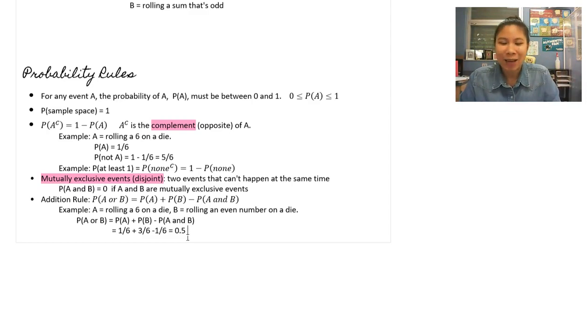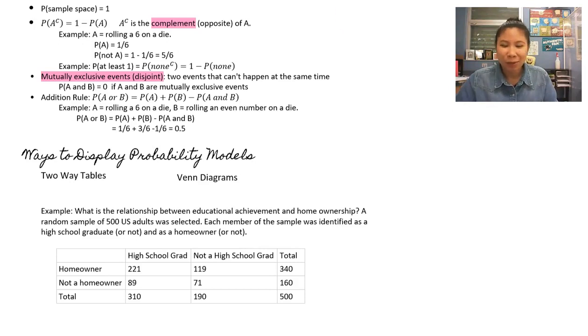So again, like I said, when we find answers to probabilities, it doesn't matter how you write your final answer. A fraction, a decimal, a percent, they all mean the same thing. Okay, just a few more examples so that we can get a better understanding of how to find probabilities and whatnot. So first I want to talk about ways to display probability models.